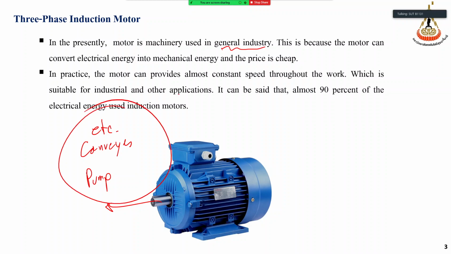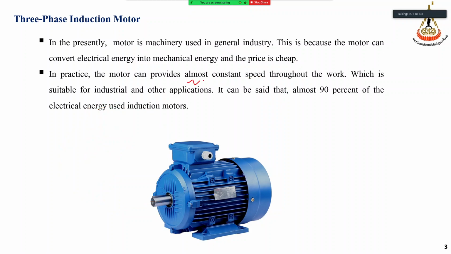Okay. In practice, the motor can provide almost constant speed. So this type of motor is almost, but not exactly constant. When you load the motor more, right? The output power we drive with. This is speed, right? Speed is almost constant, but it drops a little bit when the motor drives the higher load, right? Almost constant but not constant, which is suitable for industrial and the other application.